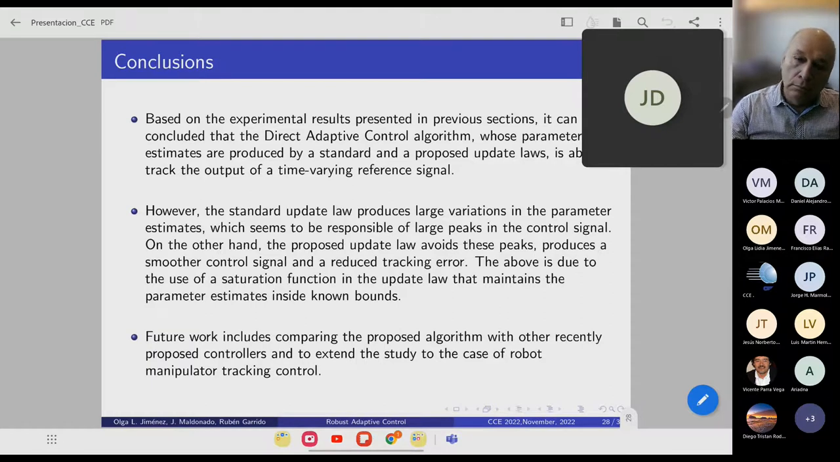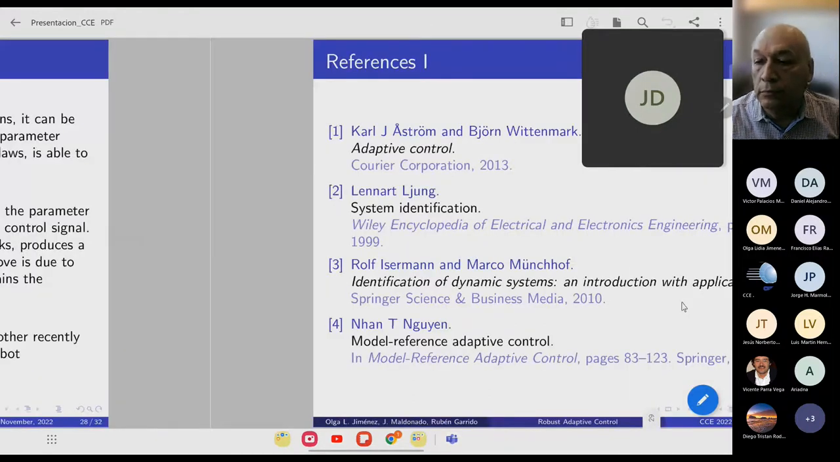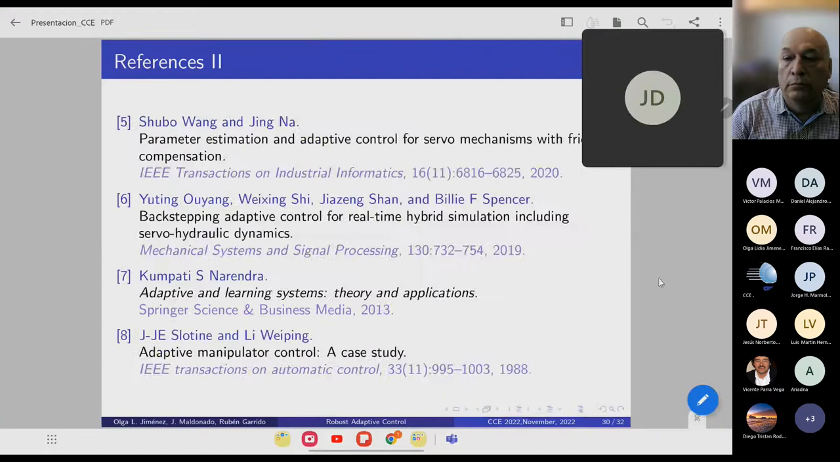Future work includes comparing the proposed algorithm with other recently proposed controllers and extending the study to the case of robot manipulator tracking control. These are the references, and thank you very much.